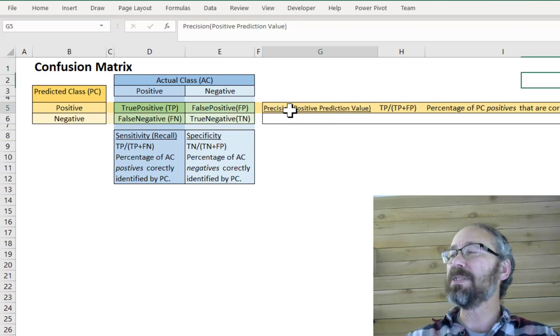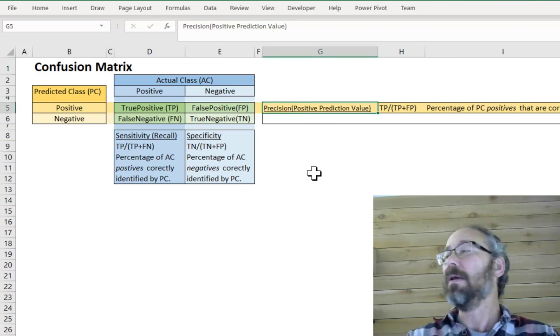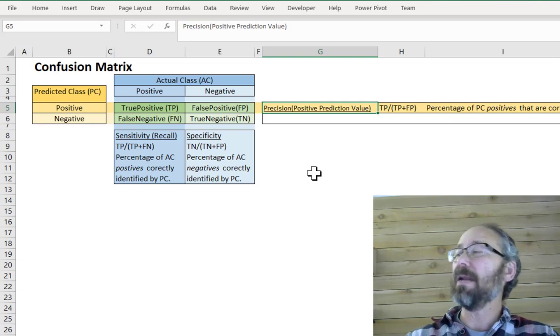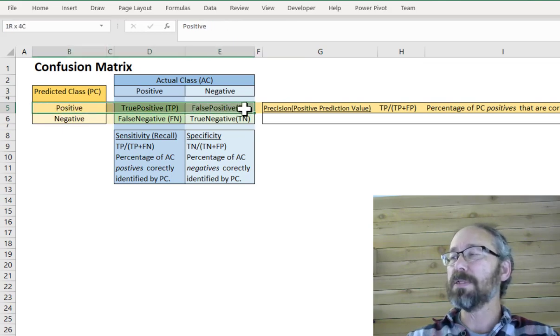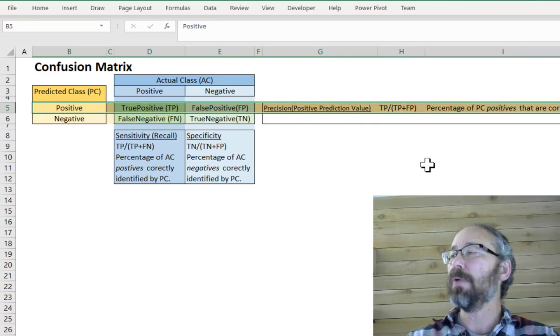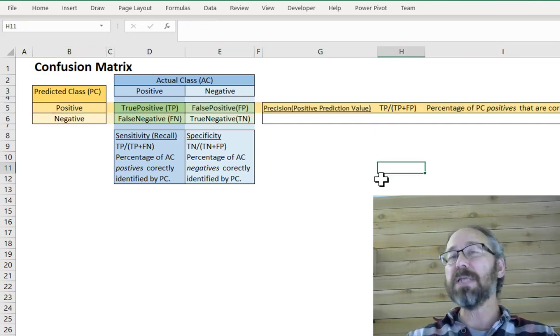Now we can do some calculations on the rows, the predicted class and the positives for that. We have something called precision. Also, it's called the positive prediction value. And that is the true positive divided by the sum of the true positive plus the false positive. Again, notice how this is in this row here. And that's going to give us the percentage of the predicted class positives that are correct based on the actual class.